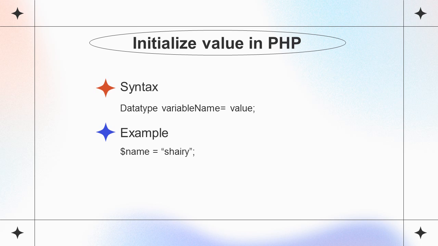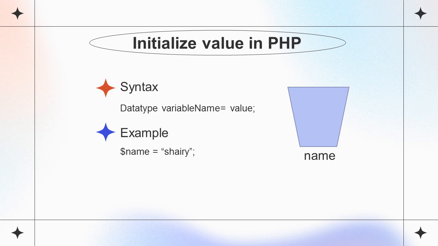The syntax of initializing a value is data type, variable name, equal to, value. Here equal to is the assignment operator that assigns the right hand side value to the left hand side. For example, $name is equal to shairy. The value shairy is assigned to the variable or container name. Let's see it with the example. It is a blank container. We have given it a name.